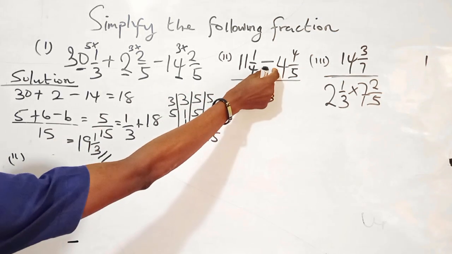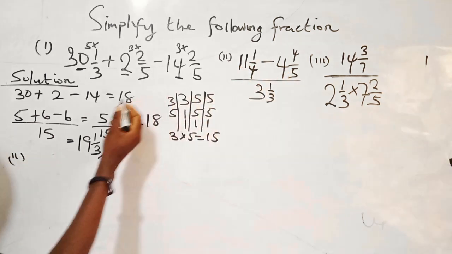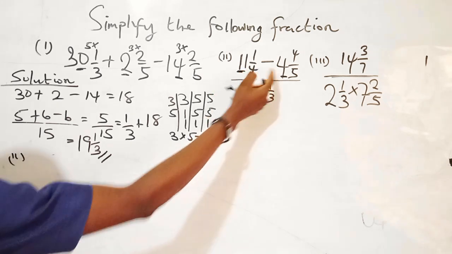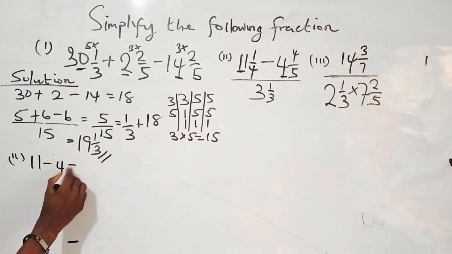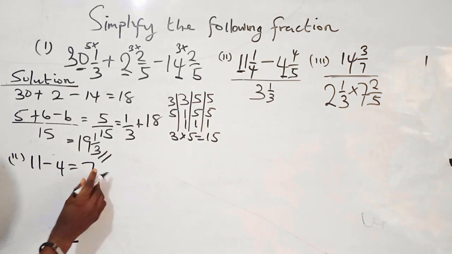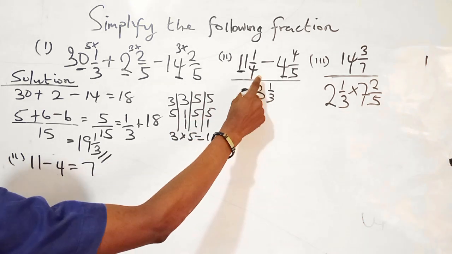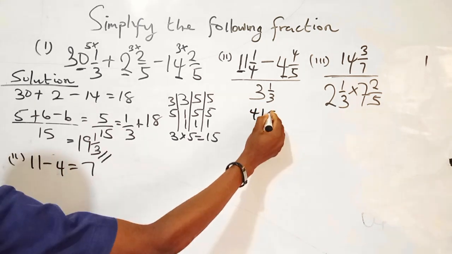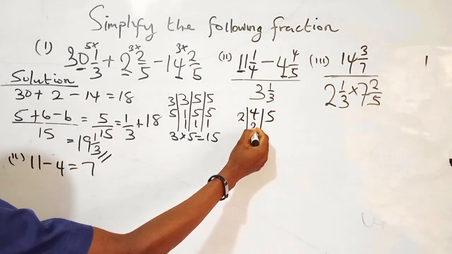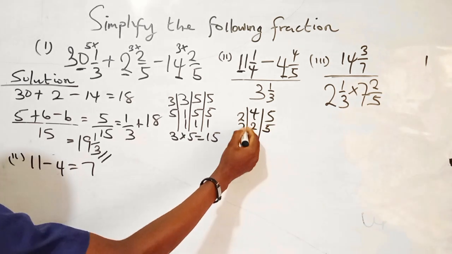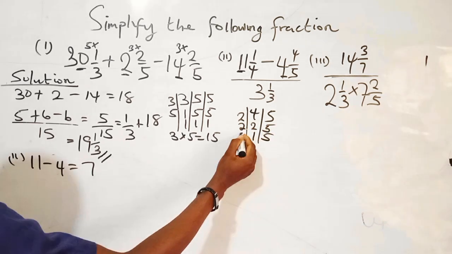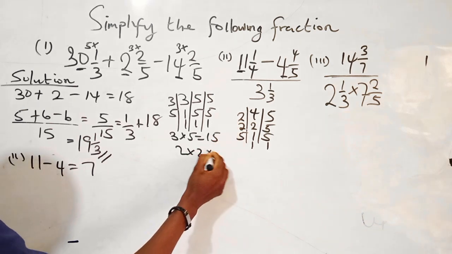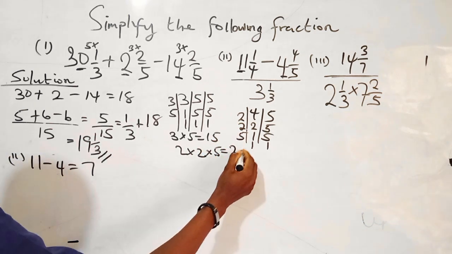Let me start with the numerator. Let me take care of the whole numbers, and you're having subtraction. 11 minus 4 gives us 7. The next thing is to look for the LCM of 4 and 5, which is 20. When you check it, 4 is 2 times 2, 5 is impossible by 2, so you can still use 2, and then 5. So when you multiply 2 times 2 times 5, 2 times 2 is 4, and 4 times 5 is 20.